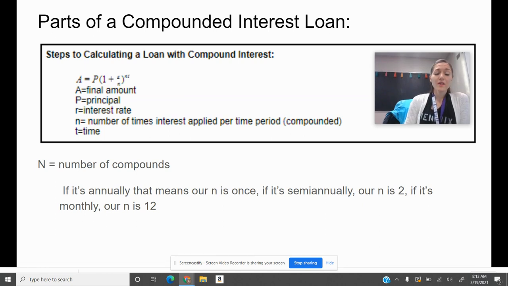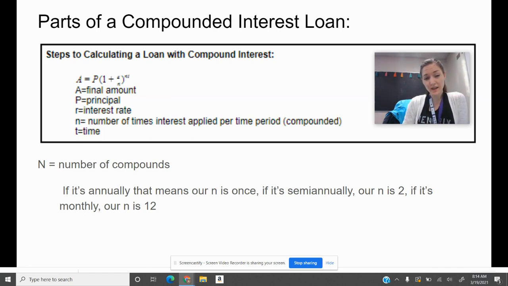All right, the formula that we use for compounded interest looks a little bit different. A equals the final amount, so you don't have to add your principal to your interest. Using this formula, you're going to get the final amount of that loan. P is the principal, the amount you took the loan out for. R is the interest rate. Remember, that's going to be a percent, but you are going to convert that into a decimal.